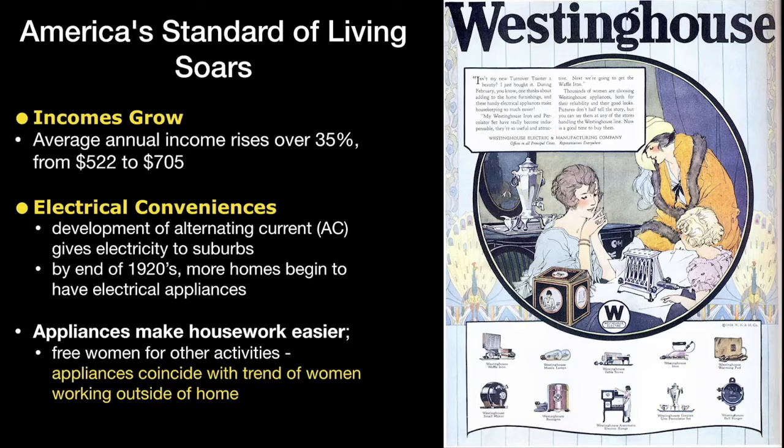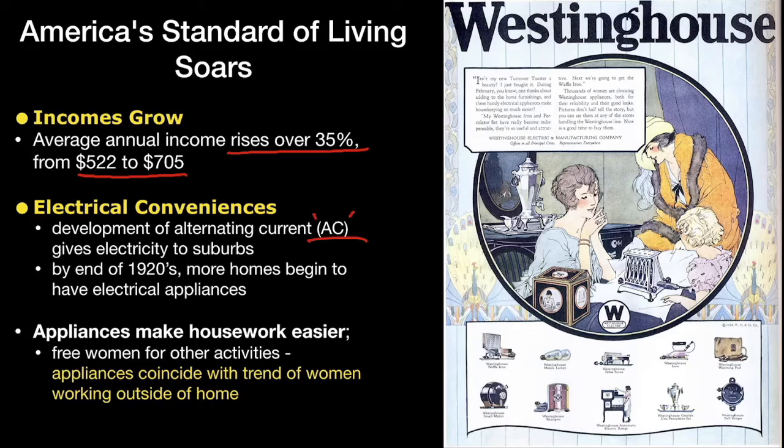Annual income rises over 35%, from $522 to $705. We have electrical conveniences. So the AC current, something that we still utilize here today. Now we can just take things, plug them into the wall, bing, bang, boom. Now we've got some cool stuff. So all of the stuff you guys are doing with your computers right now or utilizing your phones to charge up, you are using this AC current. So it gives electricity to suburbs.